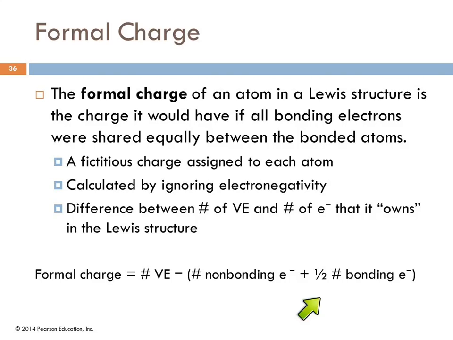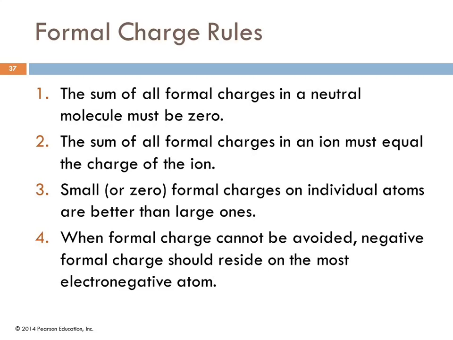This is a confusing way of writing out how many electrons an atom owns. It owns all of its non-bonding electrons and half the bonding, and you subtract those, and that's more confusing than helpful. So hopefully we'll clear that up by doing some examples.